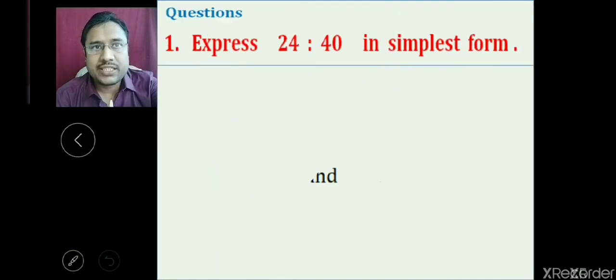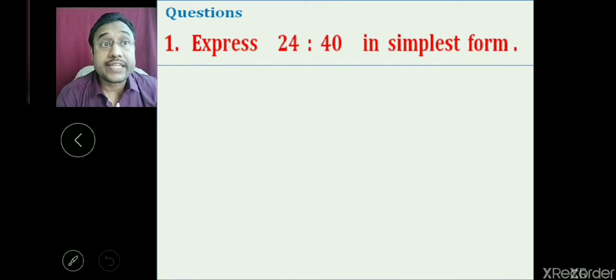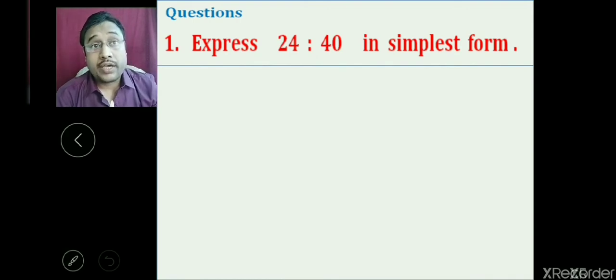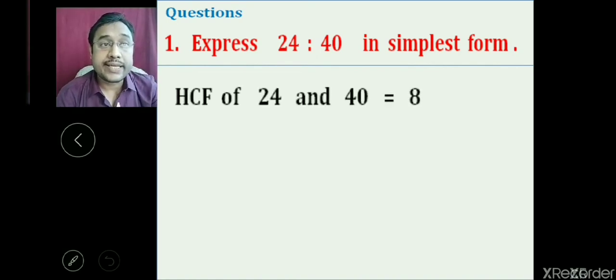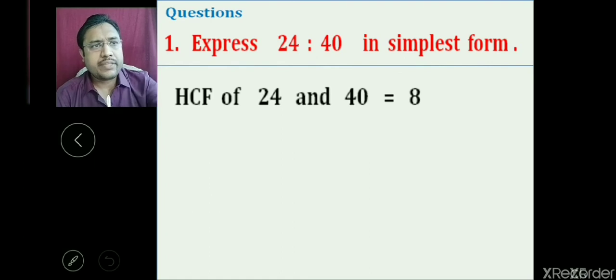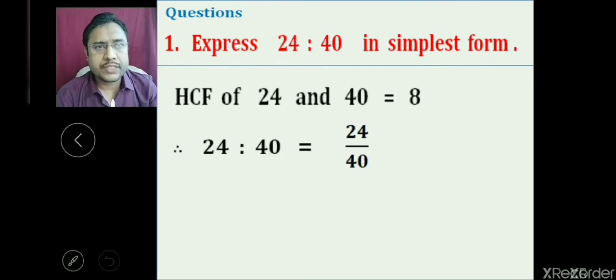Now some questions here. Express 24:40 in simplest form. Okay, so first you will find the HCF. It is clearly visible that it is not in simplest form. Then you will find the HCF and divide both the terms, first term and second term, antecedent and consequent, by their HCF. So the HCF of 24 and 40 is 8. Any method you can try, by the division or by the prime factorization method, that we have explained already.